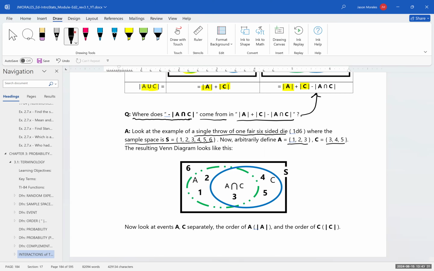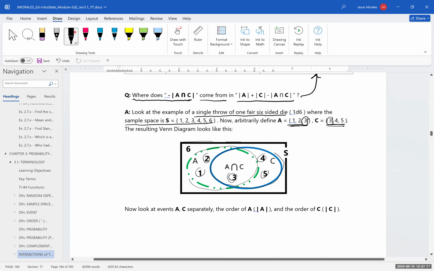So the resulting Venn diagram looks like this. We've got our sample space, and event A has 1, 2, and 3 in it. So we can see 1, 2, and 3 is in event A here in green. And then event C has 3, 4, and 5, and event C is here in blue. So right off the bat, you can see that event A and event C have 3 in common. So they are not disjoint. They do have some overlap.